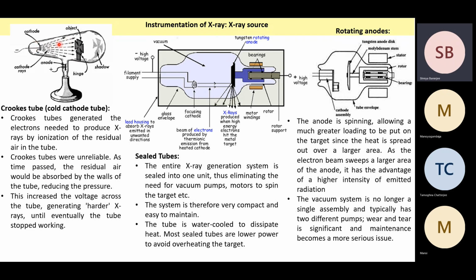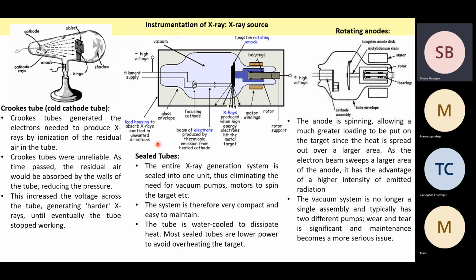So eventually, the possibility of formation of electrons by ionization of the molecules in air would reduce because the air would be absorbed by the walls. This increased the voltage across the tube, generating harder X-rays until eventually the tube stopped working. So Crookes tube had an expiration date when eventually there is no more possibility of ionization of the air molecules, and so then the Crookes tube would stop working.